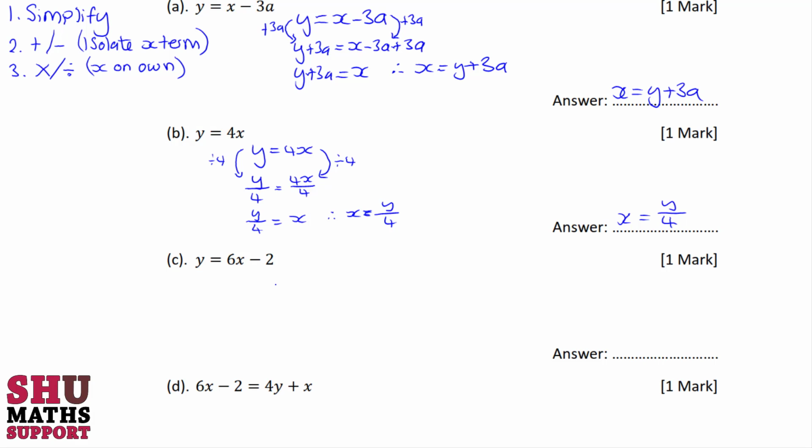So I'll just write that underneath. So y equals 6x minus 2. And then if we go to step 1, we need to simplify both sides. So we have y on the left hand side and we have 6x minus 2 on the right hand side.